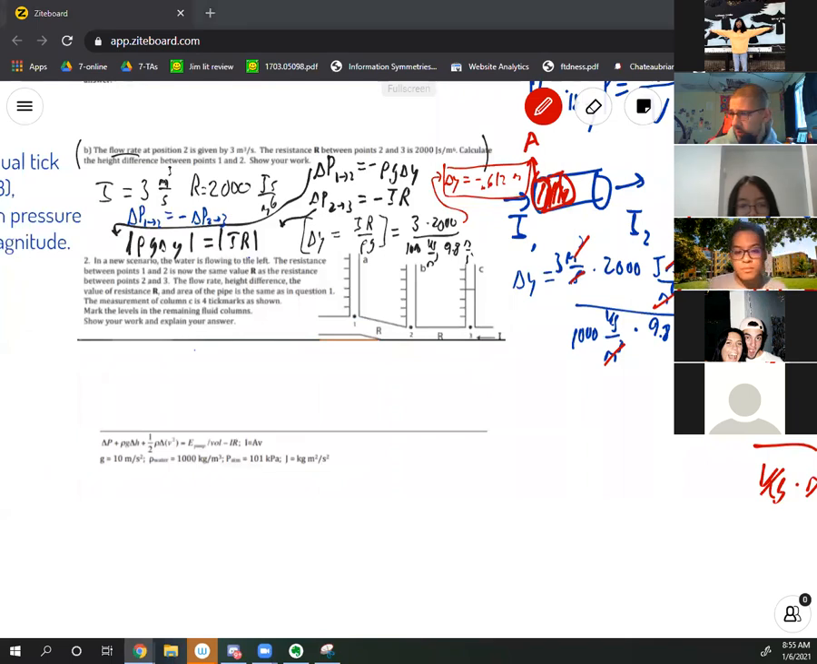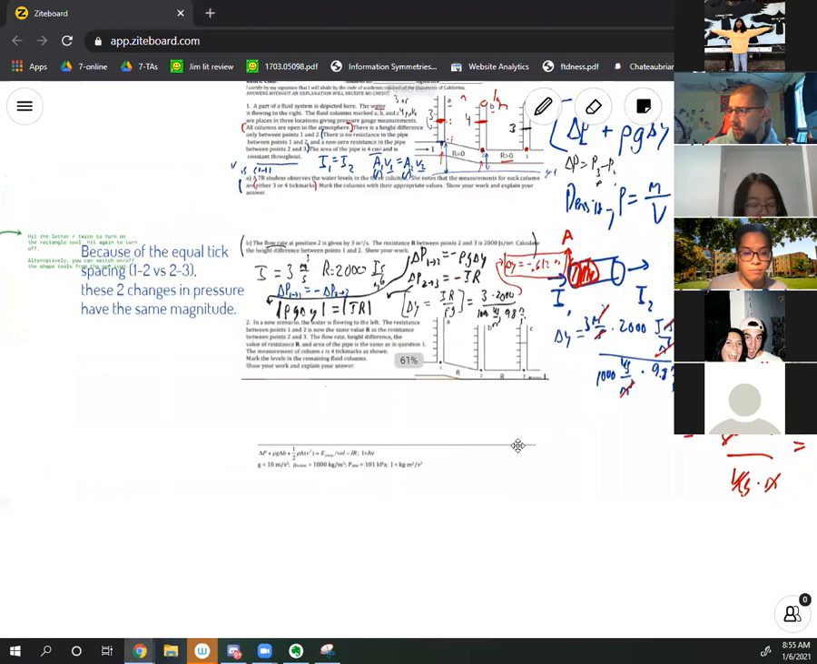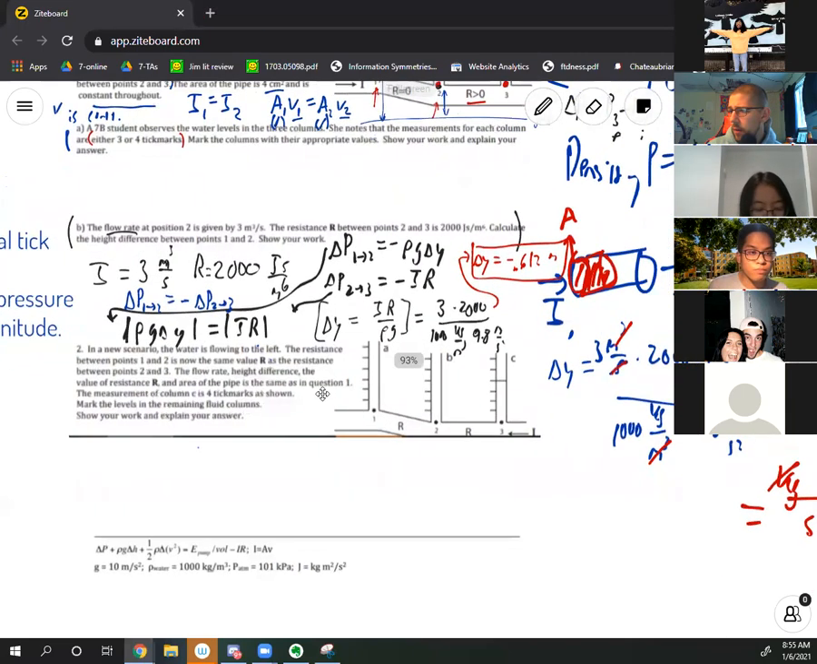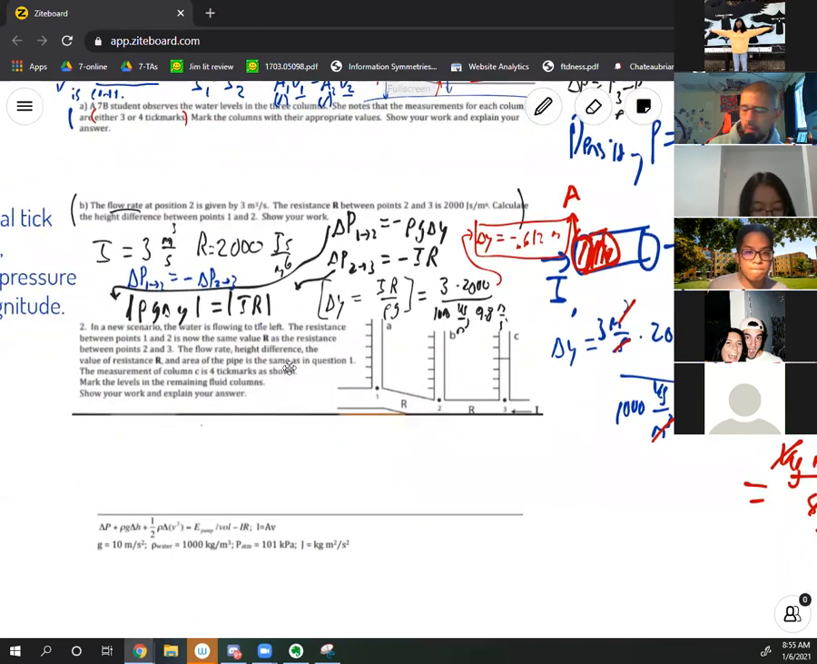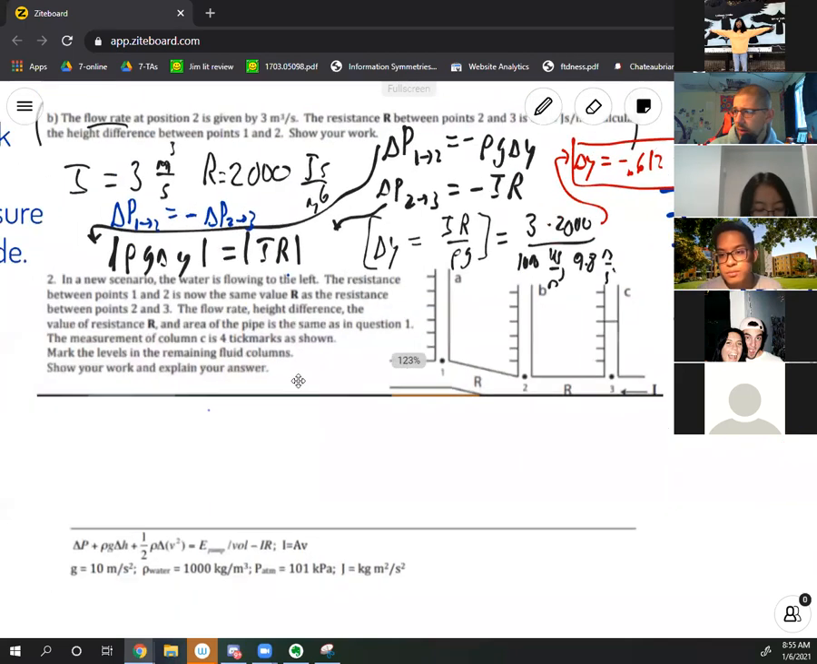Last part. Sorry, I know this took a little bit longer than I originally planned. Let's discuss the very last part, and then we'll get on out of here. I'll take final questions for maybe 5 or so minutes at the end if there's more things you want to talk about. In a new scenario, the water is flowing to the left. The resistance between point 1 and 2 is now the same value R as the resistance between points 2 and 3. Okay, so we've got now new resistance.